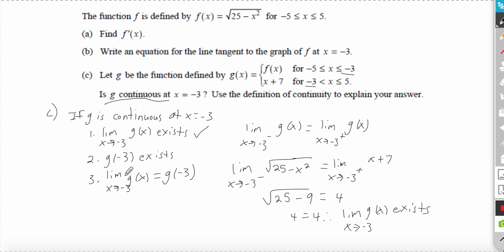Okay, now we have to check: does G of -3 exist? So what happens when x is -3? When x is -3, it follows this top branch. G of -3 will equal f of -3, which we found out was 4, right? Okay. G of -3 exists.